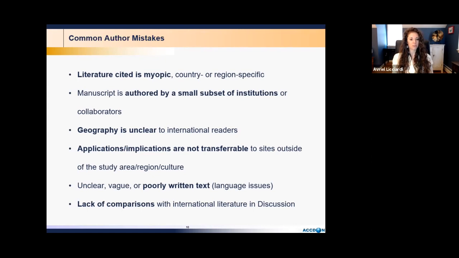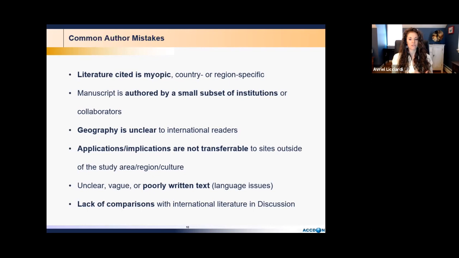Oftentimes, researchers that are trying to publish in international journals, the geography of where their study areas might be somewhat unclear. You might be extremely familiar with your backyard, your country, where things are, the regional terminology, but an international reader isn't. So it's really important to provide context for the research that you're doing for someone that has never been there before. One of the main reasons that a journal editor may reject a paper for an international journal is that the implications of your research are not transferable outside either the study area that you're working in, the region that you're from, or perhaps the culture.